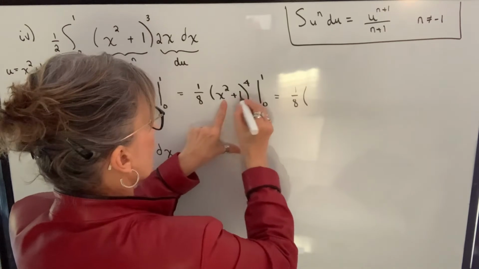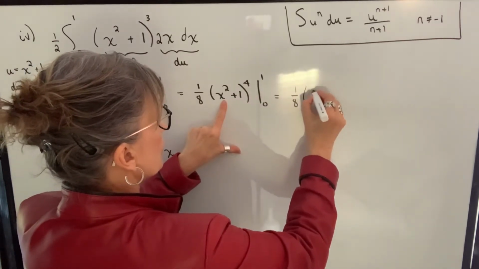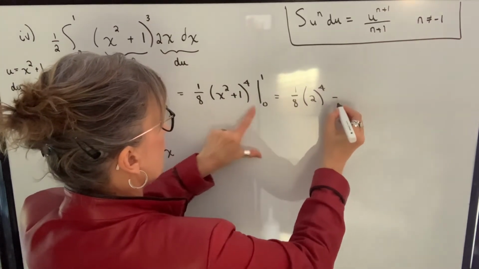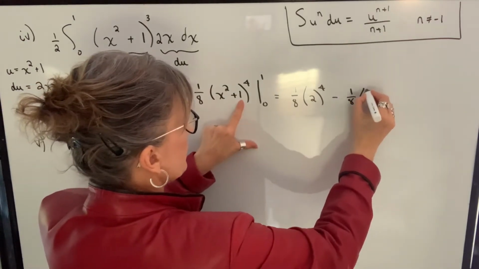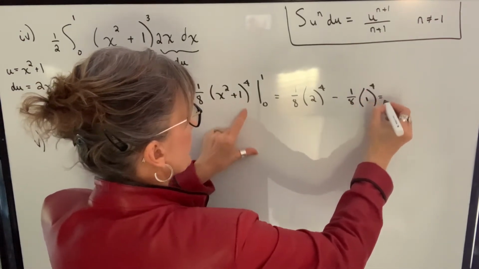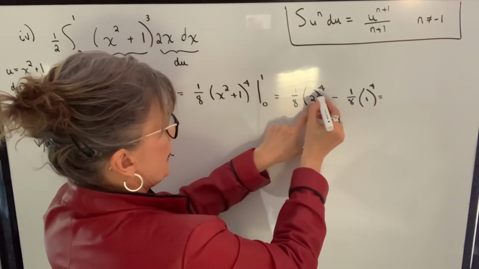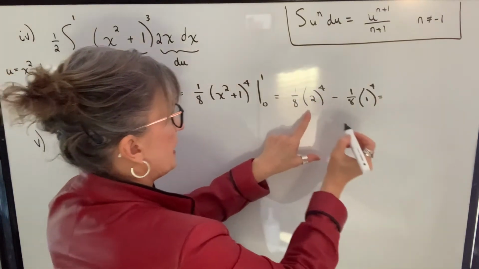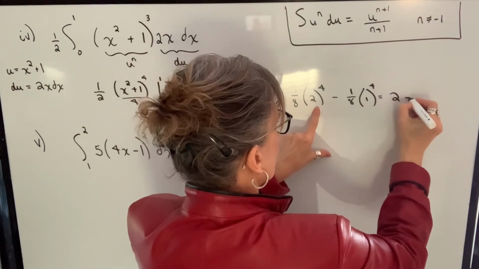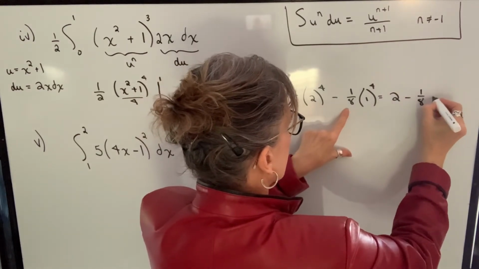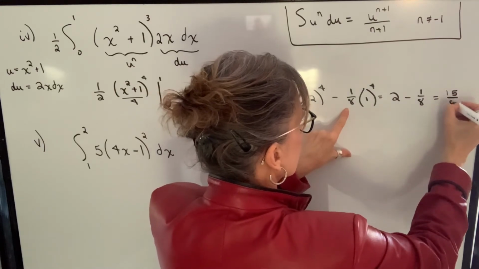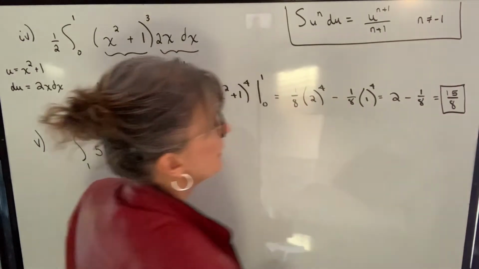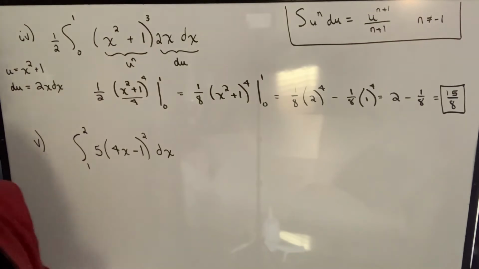1/8, I've got 1 squared plus 1, which would be 2 to the 4th. Then I plug in a 0. 1/8 times 0 plus 1 is 1 to the 4th. 2 to the 4th is 16. 16 divided by 8 is 2 minus 1/8. That's 16/8 minus 1/8 would be 15/8. That would be the definite integral.